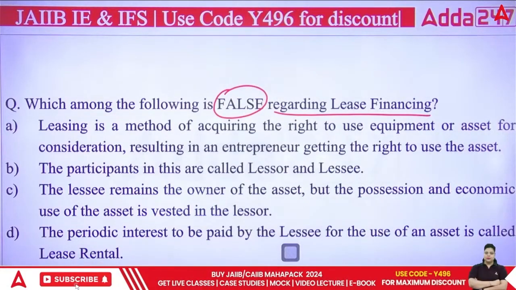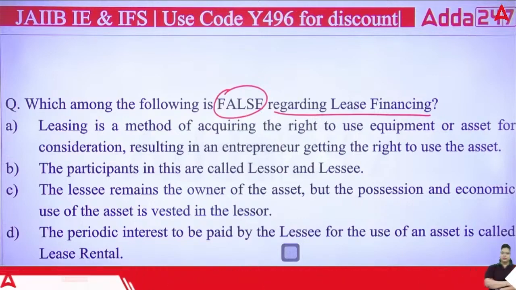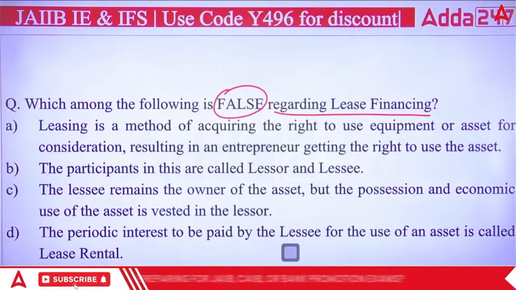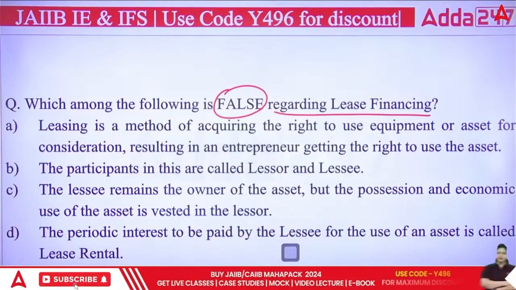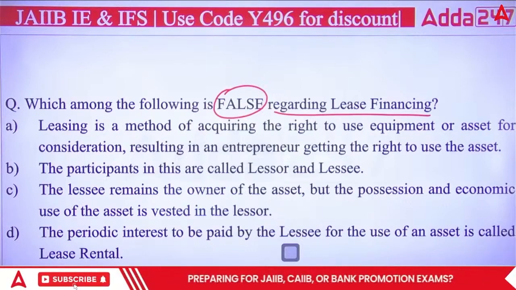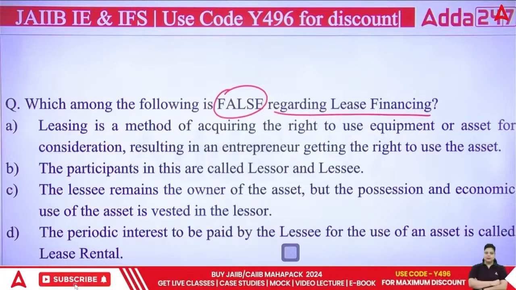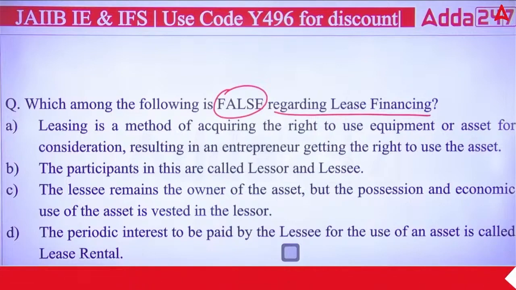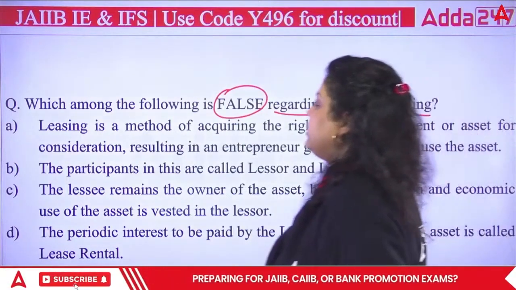Which of the following is false? A, B, C or D? Okay. And the right answer will actually be the C option.